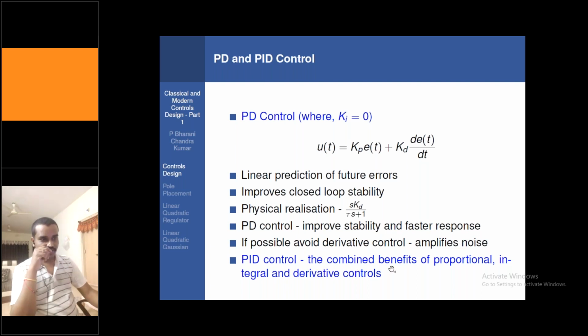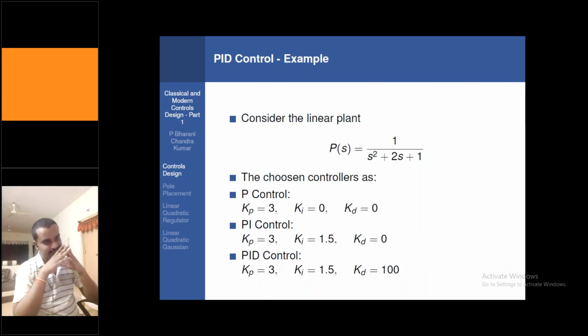So the PID controller combines the benefits of proportional, integral, and derivative. If you want your system to have improved rise time, use the proportional. If you want the steady state error to go to zero or a minimum, use the integral. If you want to improve the closed loop stability, use the derivative. If you want all three of them, use the PID controller. But a caution is that you should avoid the derivative control as much as possible. If it is not required, don't use it for your realistic applications. I have considered a very simple example.